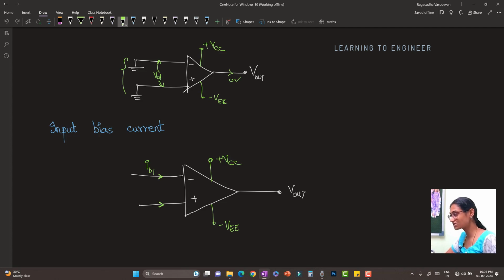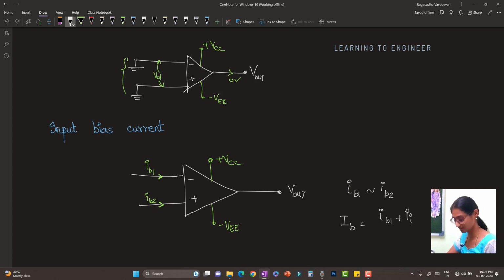Let us call them IB1 and IB2. IB1 will be approximately equal to IB2 but not exactly the same. So what is input bias current? It will be the average of these two currents.